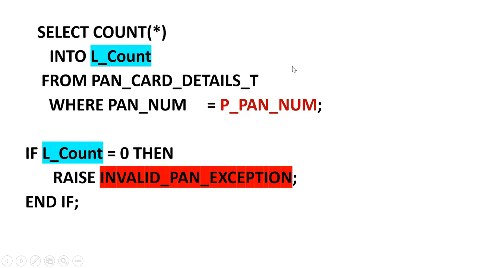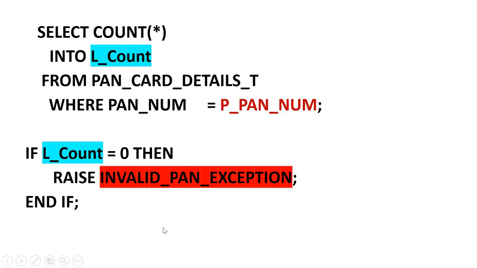Validation purpose. What are we doing in validation here? We are checking whether the PAN number is valid or not. How can we check that? We check the count. If the count equals 1, it's a valid PAN number. If the count is not equal to 1, it means the PAN is not there, so the count will be 0. Then 0 equal to 0 condition is true, and it will raise the invalid PAN exception.